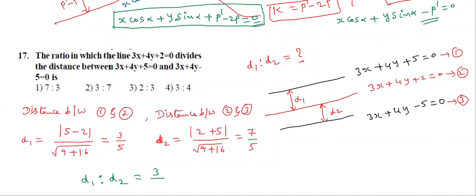d1 distance how much? 3 by 5. Ratio 7 by 5. In that ratio, any common term is there, eliminate that. 1 by 5 is common now, eliminate. Now the ratio is 3:7. Second option correct.